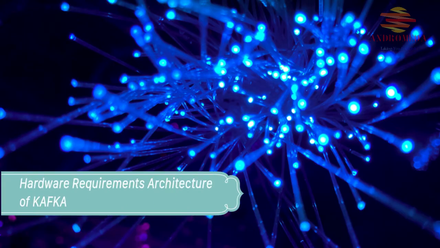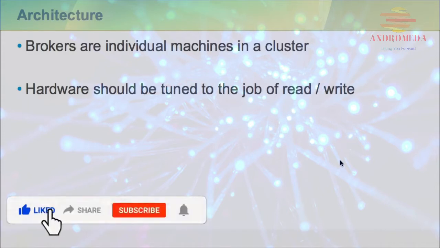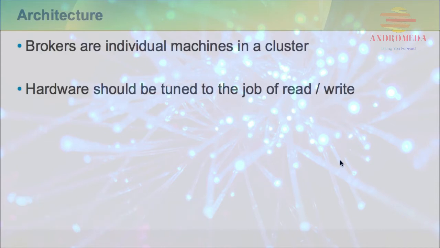In this segment, we're going to discuss the basic architecture and the requirements of hardware for Kafka. So the architecture, remember, brokers run on individual machines in a cluster. So you'd have a Kafka cluster composed of multiple Kafka brokers, each broker running on its own machine. And this could be physical or a virtual machine.